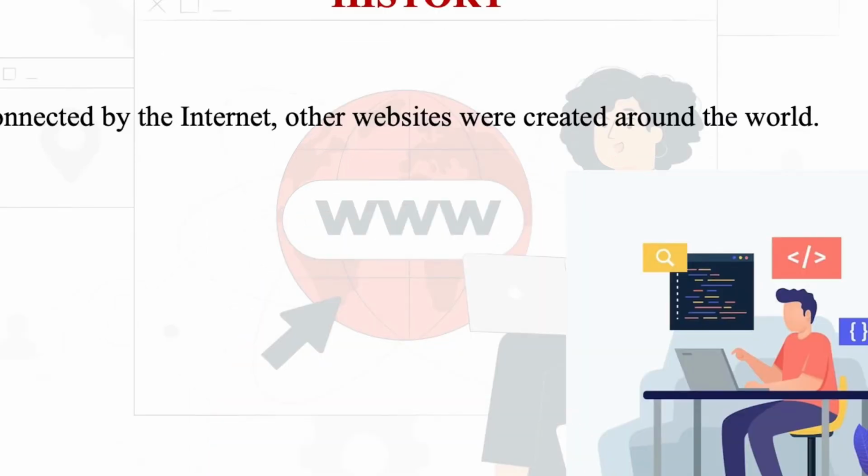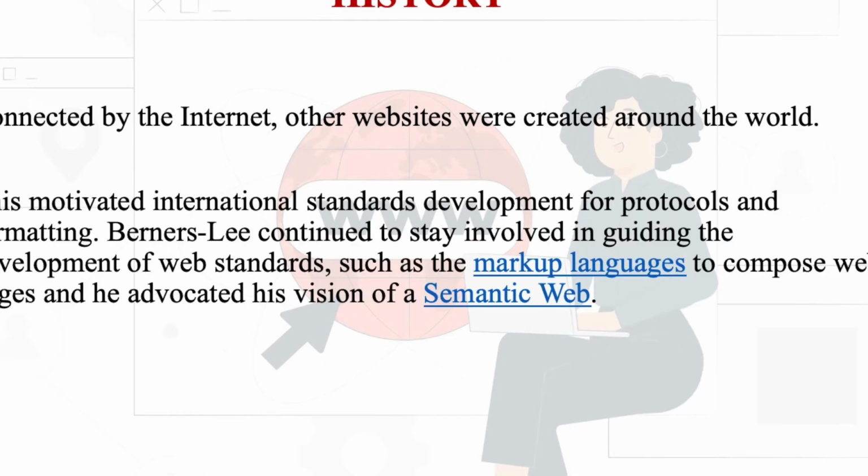By the end of 1994, the total number of websites was still relatively small, but many notable websites were already active that foreshadowed or inspired today's most popular services. Connected by the internet, other websites were created around the world. This motivated international standards development for protocols and formatting. Berners-Lee continued to stay involved in guiding the development of web standards, such as the markup languages to compose web pages, and he advocated his vision of a semantic web.